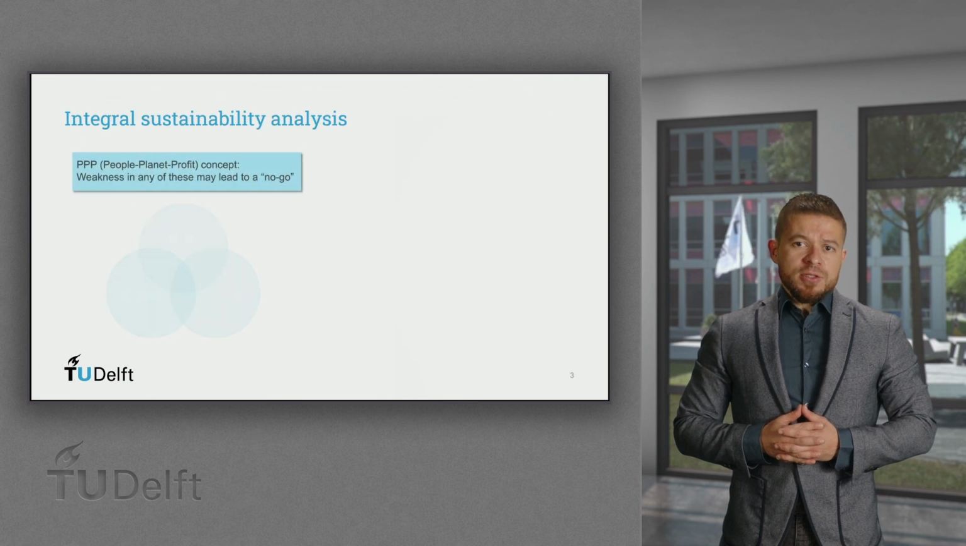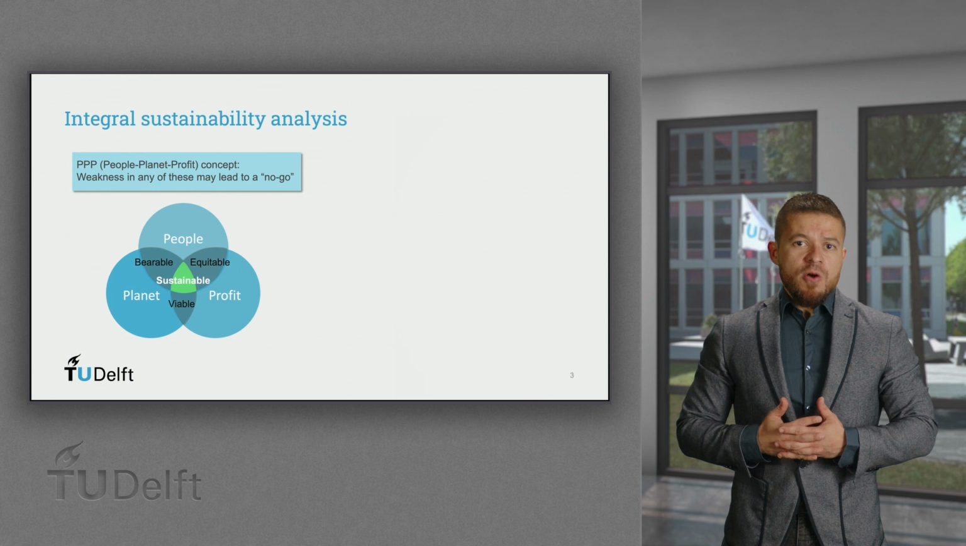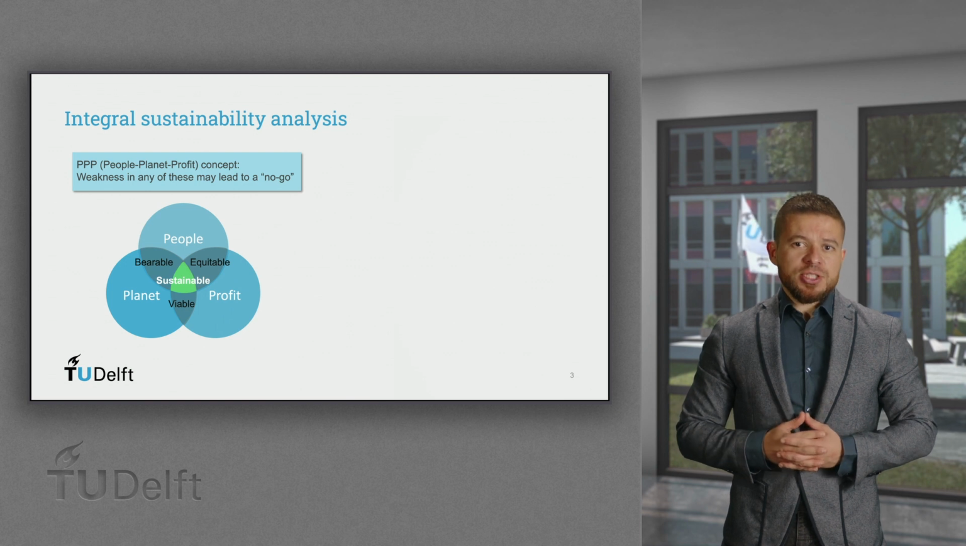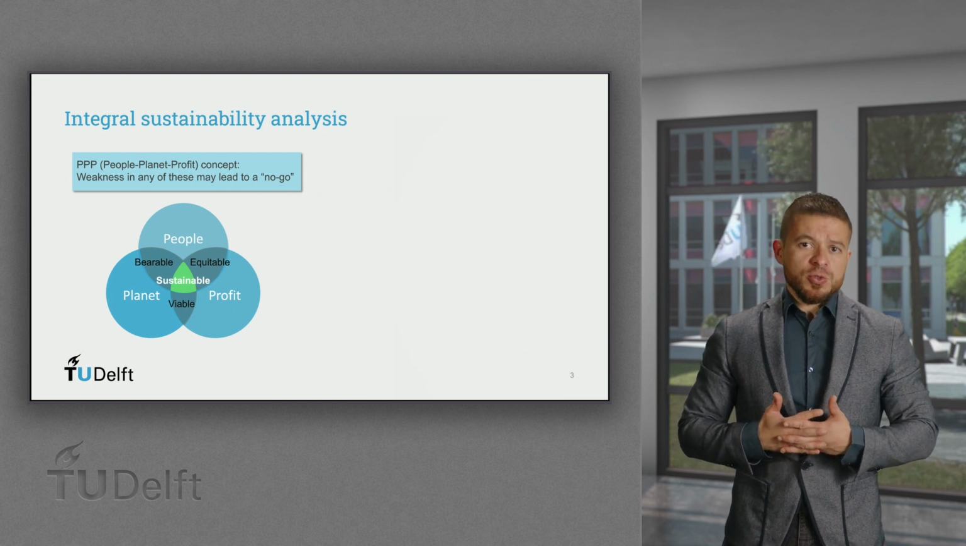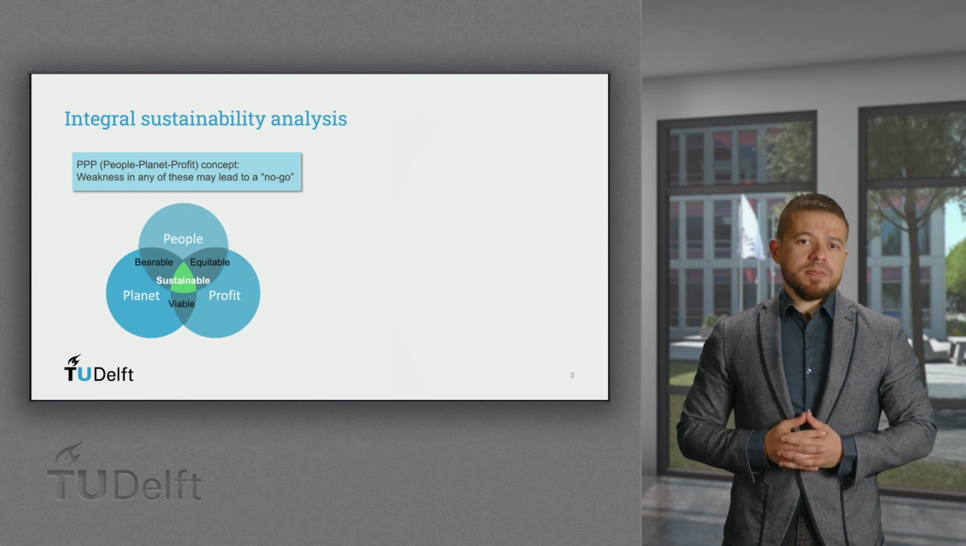The triple P concept, people, planet, and profit, provides a clear representation of the ultimate goal of designing sustainable bioprocesses and bio-based supply chains, which, in simple words, would be finding the balance among these three pillars.